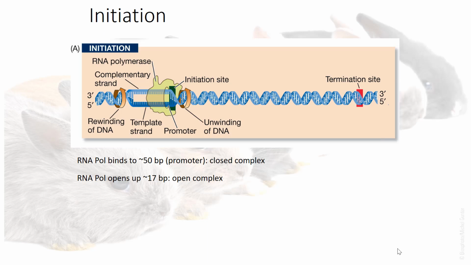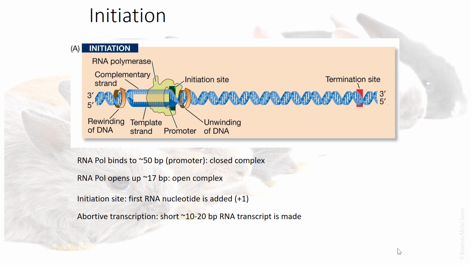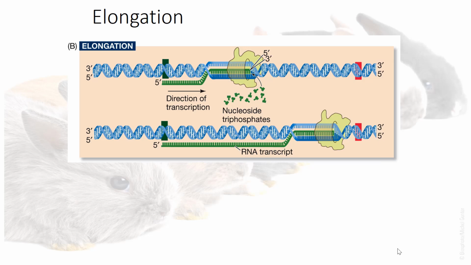So RNA polymerase then opens up and forms an open complex. As it moves downstream, it gets about 17 base pairs upstream of the site of transcription, and then it opens it up and continues to move downstream. Now, the initiation site is basically the site at which the first RNA nucleotide is added, and this is basically at site 1. Now, RNA polymerase writes a short little 10 to 20 base pair long RNA transcript that then is removed, and then elongation takes over.